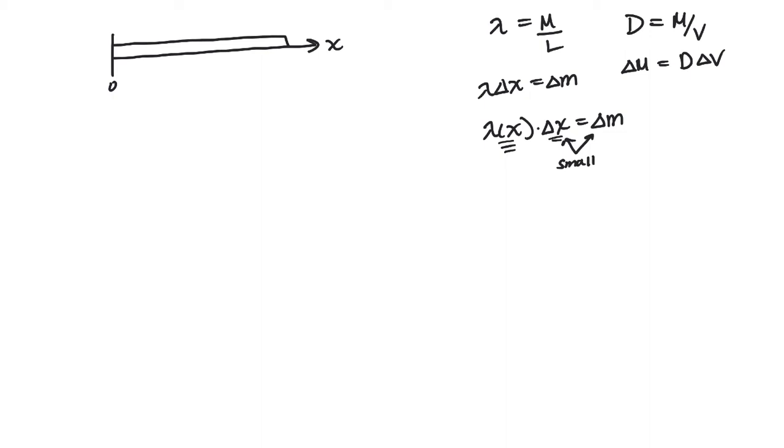And if I do that, I turn them into differentials, which are infinitely small little pieces of the object. So instead, I wind up with lambda as a function of x, not times delta x, which is a finite-sized object, but times dx, which is an infinitely small delta x. And that's going to give me a little tiny piece of the mass, and tell me how massive that little piece of the object is.